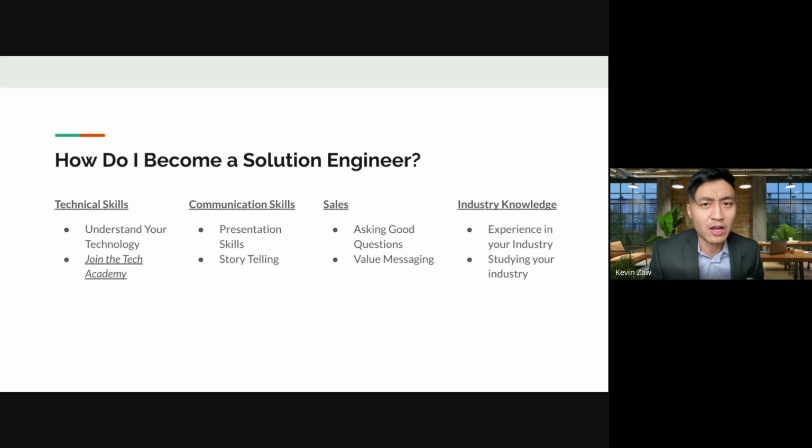So, don't discount how important it is to understand the industries that you're working with. And when you focus on these key 4 areas, you'll become a really successful solution engineer.